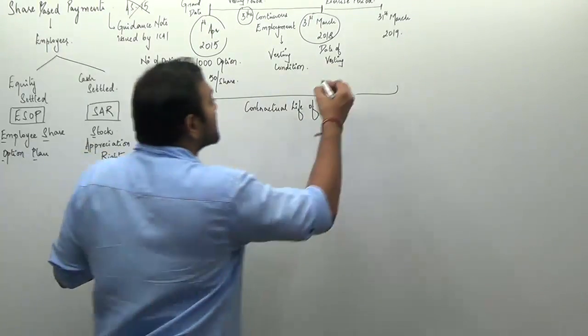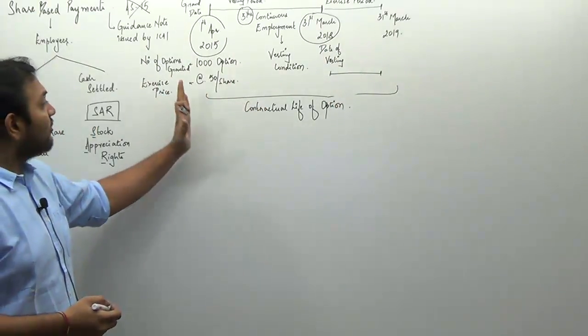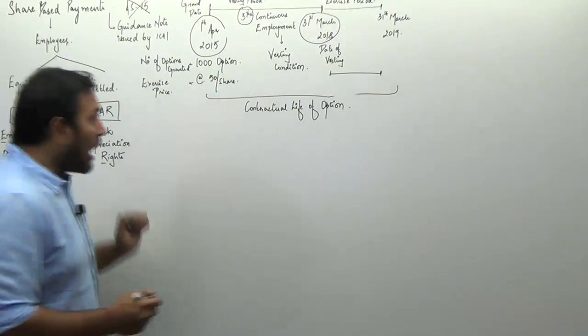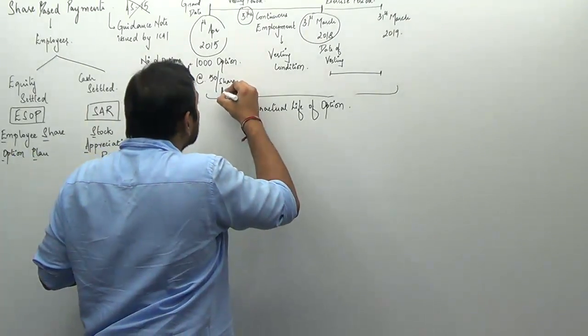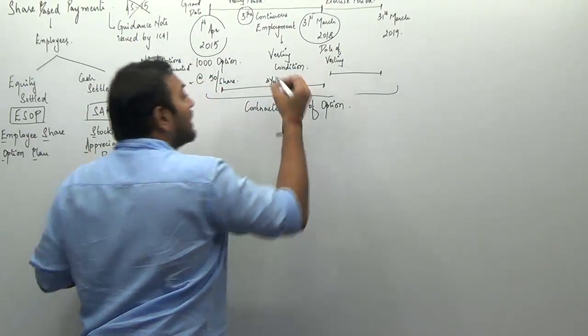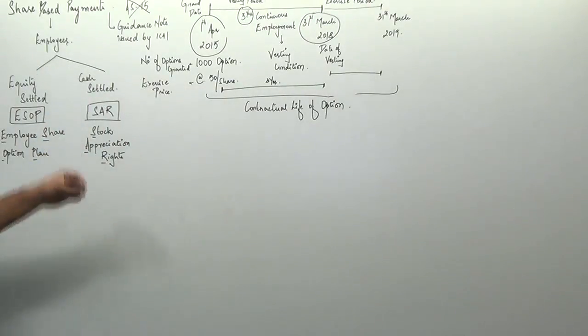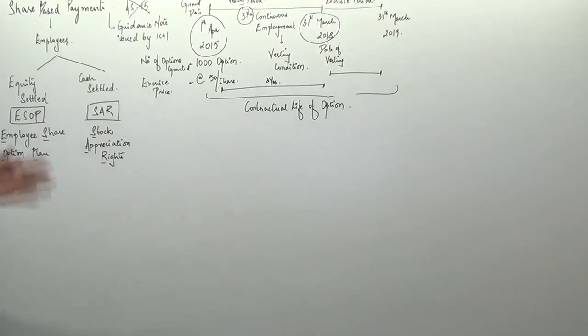But such loss which is arising during this period, we have to provide for it from the date of grant. Up to how many years? From this date up to this date, 3 years, the entire loss should be written off in equal proportions. That means, let's say it was 80 rupees. If it was 80 rupees, then what was the loss? 30 rupees per share. How many years of vesting is there? 3 years. So what I'll do is provide 10, 10, 10 in the first year, second year and third year. And that is how we do it.